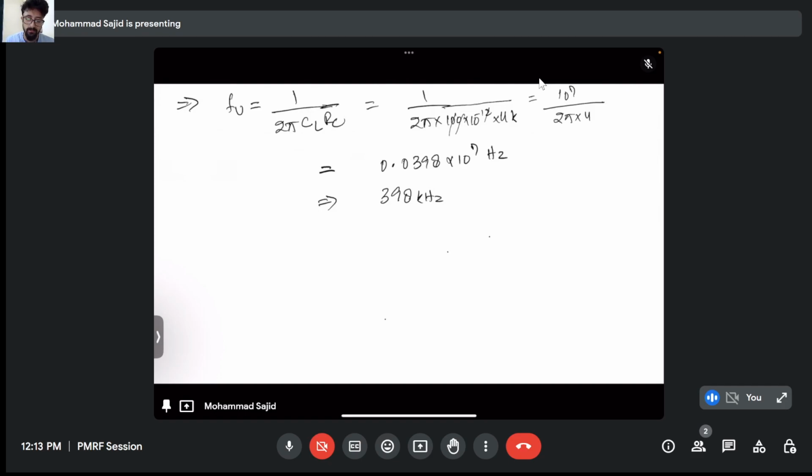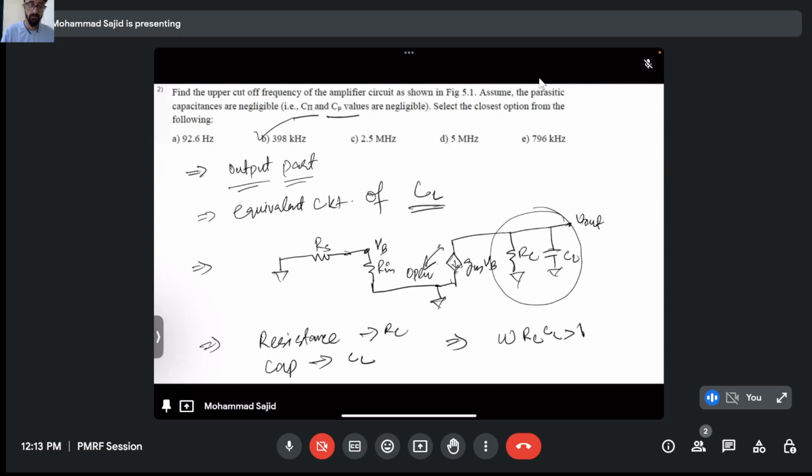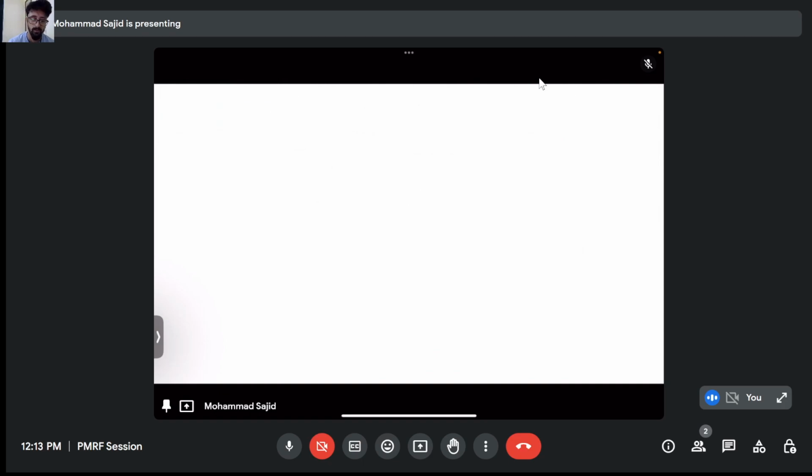Is that right? Okay, it's exactly the correct one. So this is your upper cutoff frequency, and this is how you can find the values. Okay, let's move on.